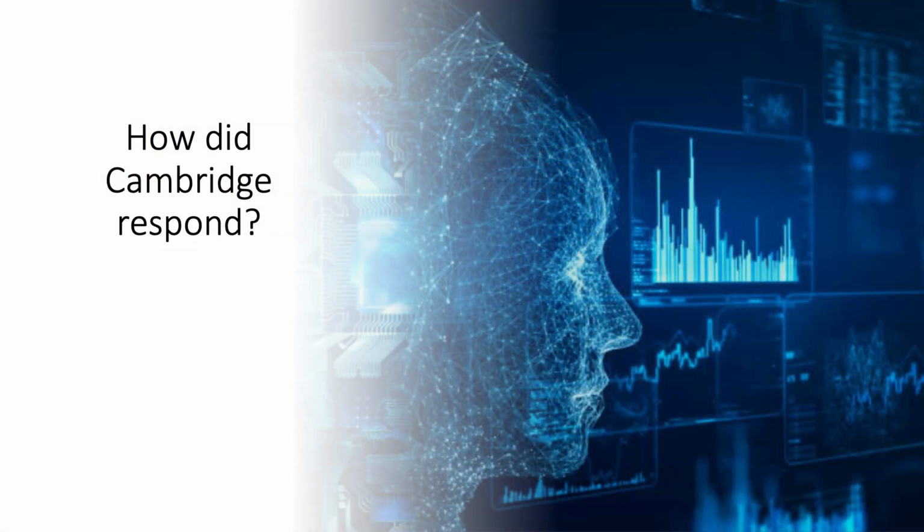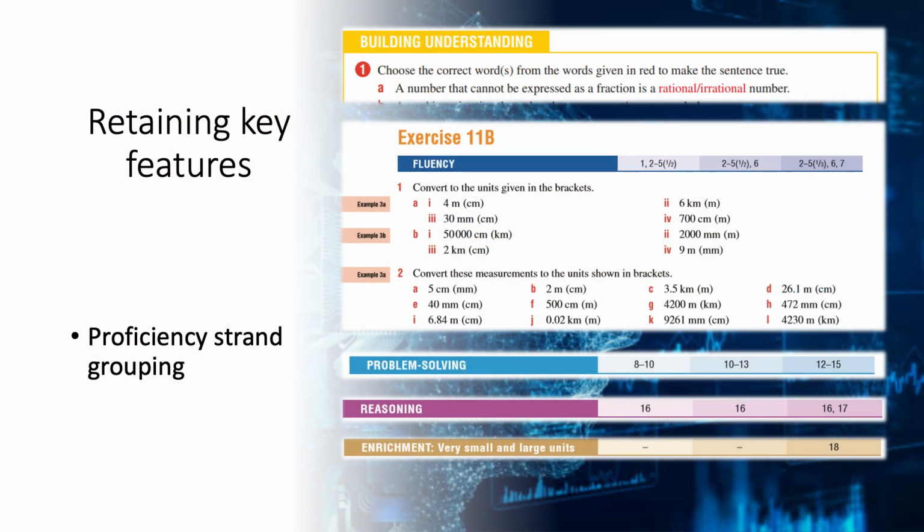So, how did Cambridge respond to some of these changes? Well, first of all, we did not want to throw away some of the popular and useful and successful elements of the Cambridge series. So we have kept our proficiency strand groupings and have maintained an exercise structure which begins with the building understanding questions attached to the preliminary activities and so on inside the section introduction.